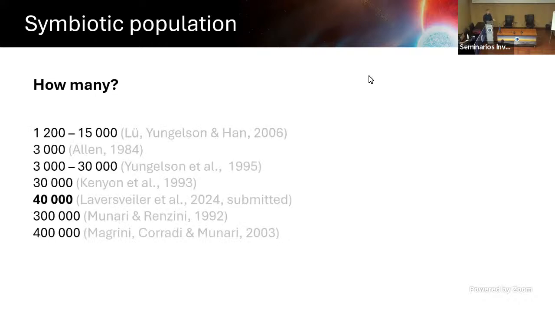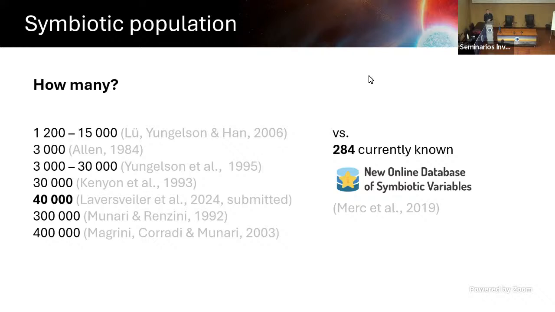And people did that several times and came up with very different numbers. You see that it's basically beginning somewhere at 1,000 and ending at 400,000, and something in between. I highlighted the paper I am authoring, but I think that we are slowly getting to this kind of number based on what we know: that we should expect tens of thousands of symbiotic binaries in the galaxy. The thing is that we currently know fewer than 300. So there is a huge discrepancy.